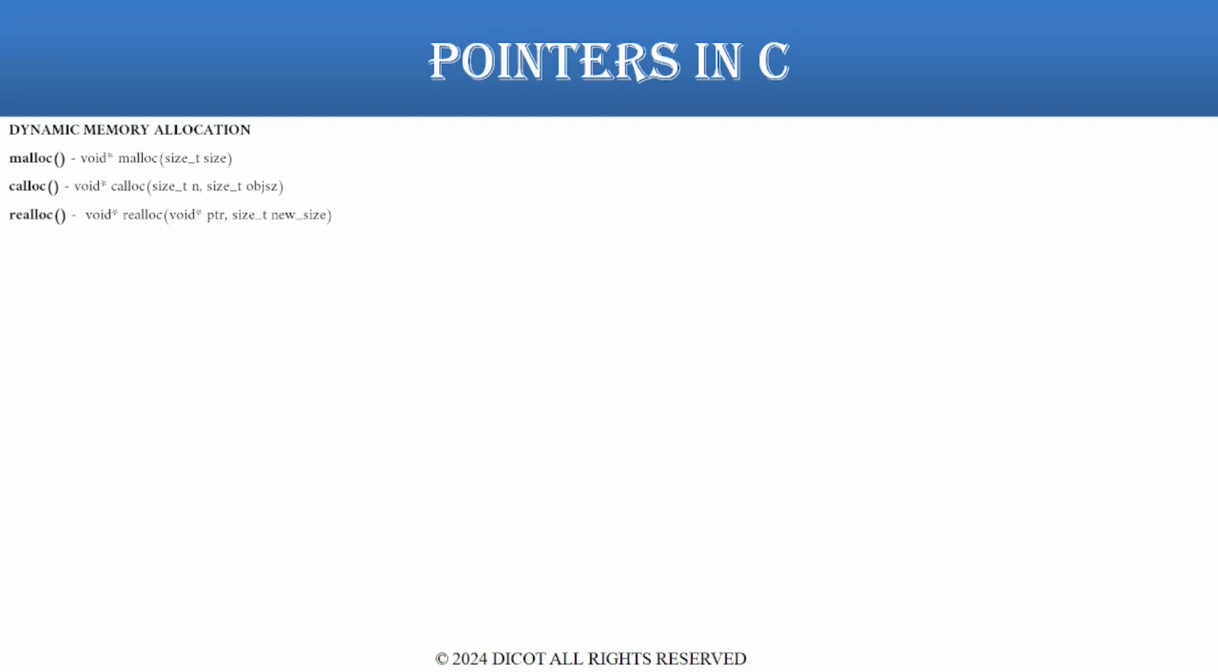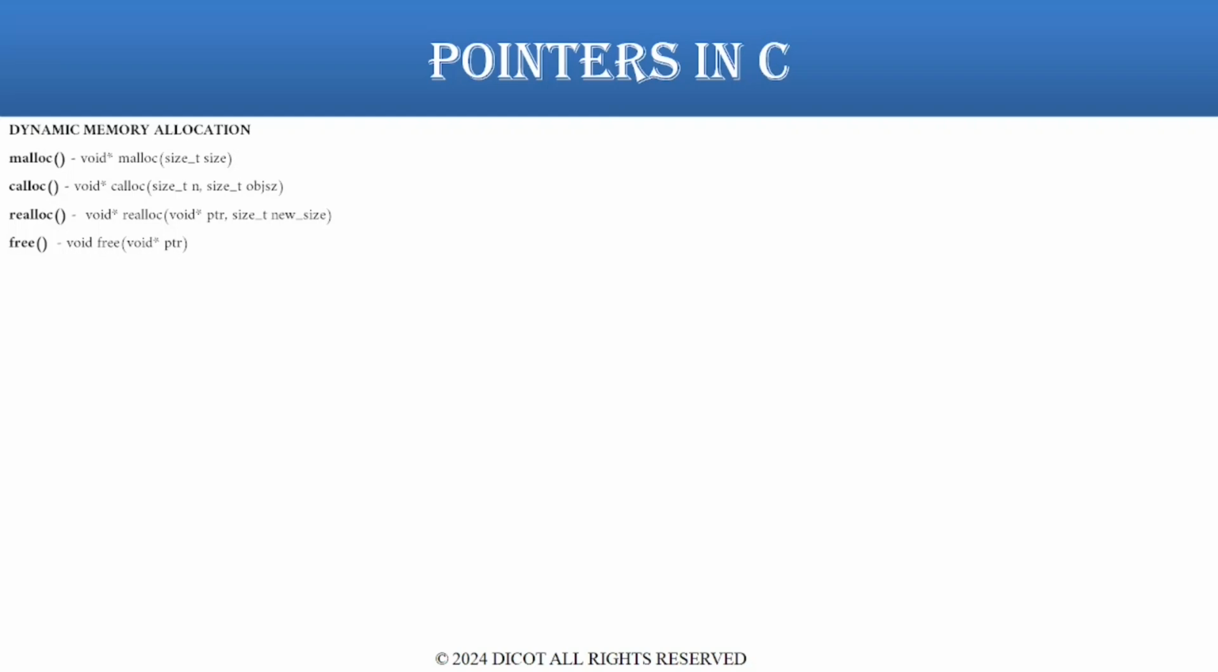Free. It is used for freeing up the memory space. It deallocates the previously allocated memory, making it available for future use. The syntax is void free, and the parameter is void star ptr. PTR is a pointer that holds the address of the memory to be freed. So in order to use all these functions, we need to include the file stdlib.h.